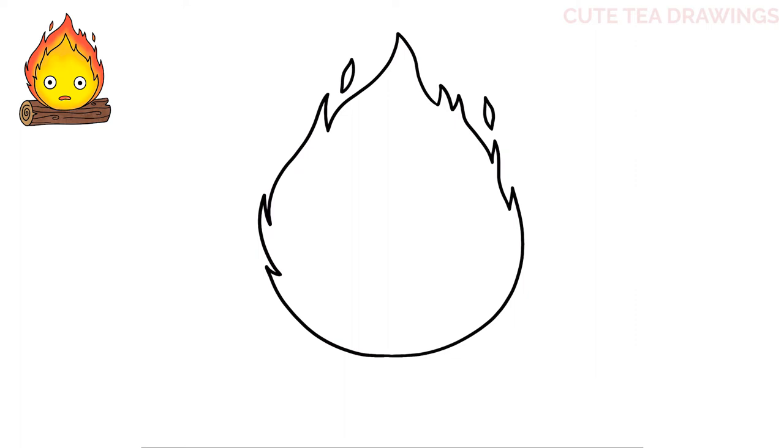Next, inside, we're going to draw another flame pattern. So let's start inside at the top, and we're going to draw an S-curve down to the left, and then another one down on the right side like this.